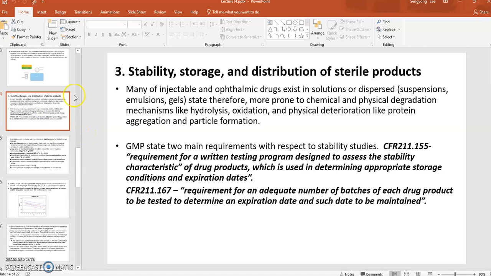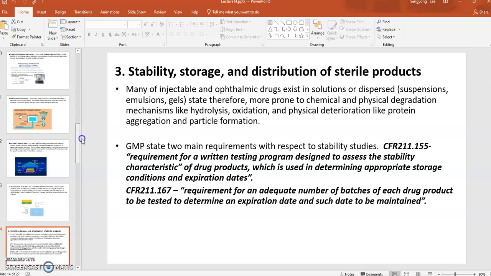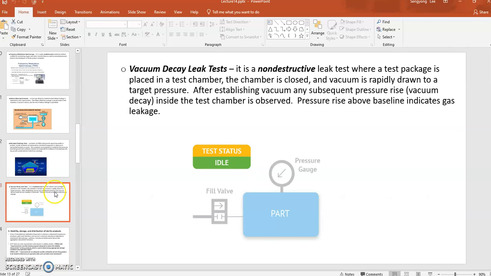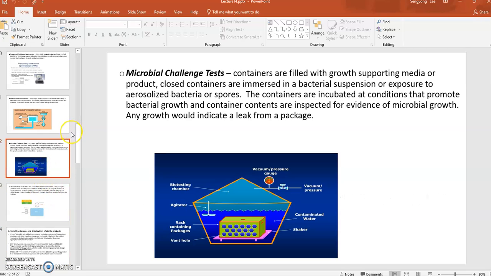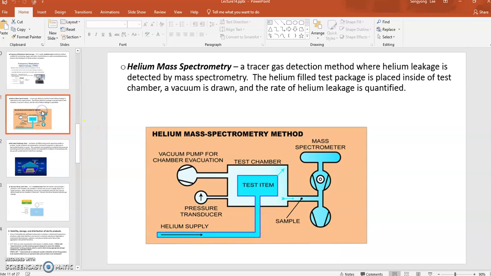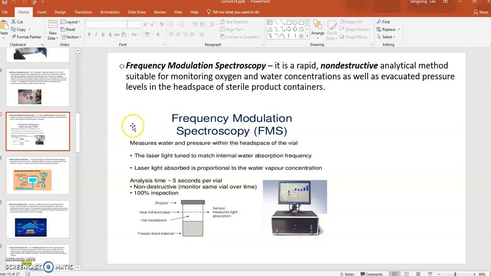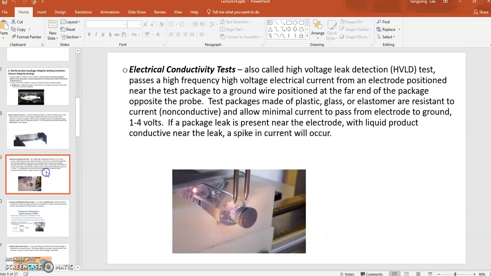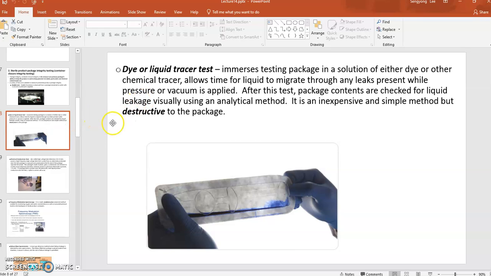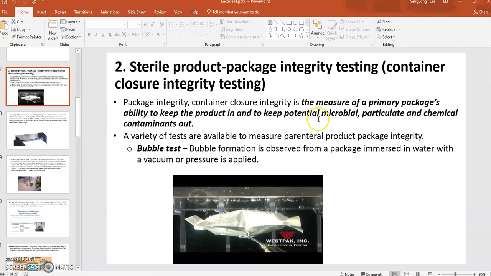Those are all the packaging testing methods that are out there and used frequently. So how many did we talk about? 1, vacuum decay leak test. 2, microbial challenge test. 3, helium mass spectrometry. 4, frequency modulation spectroscopy. 5, electrical conductivity testing. 6, dye liquid tracer testing. And 7, which is the bubble test. So 7 different methods that you can use to test the integrity of your packaging material.